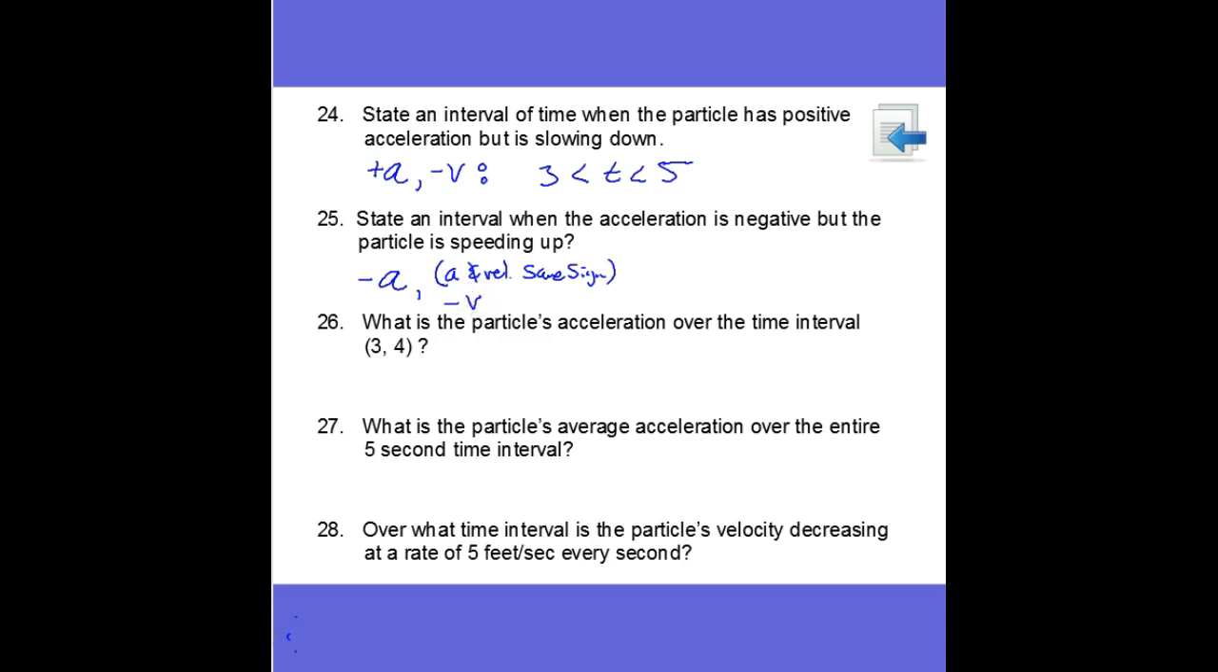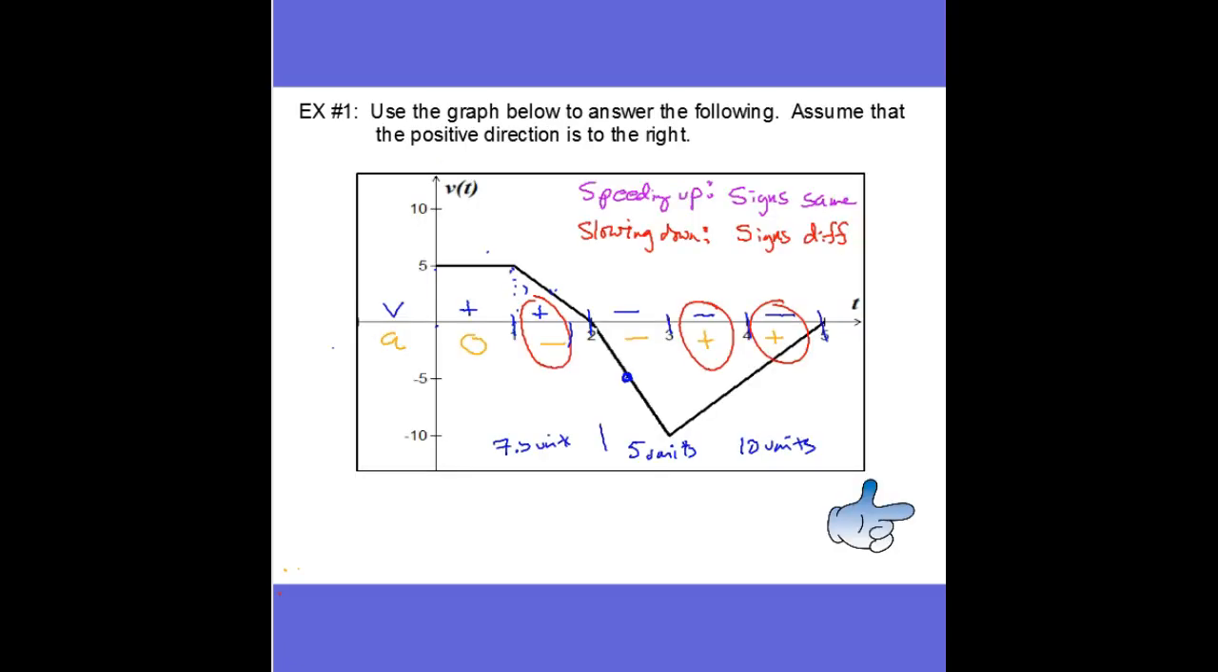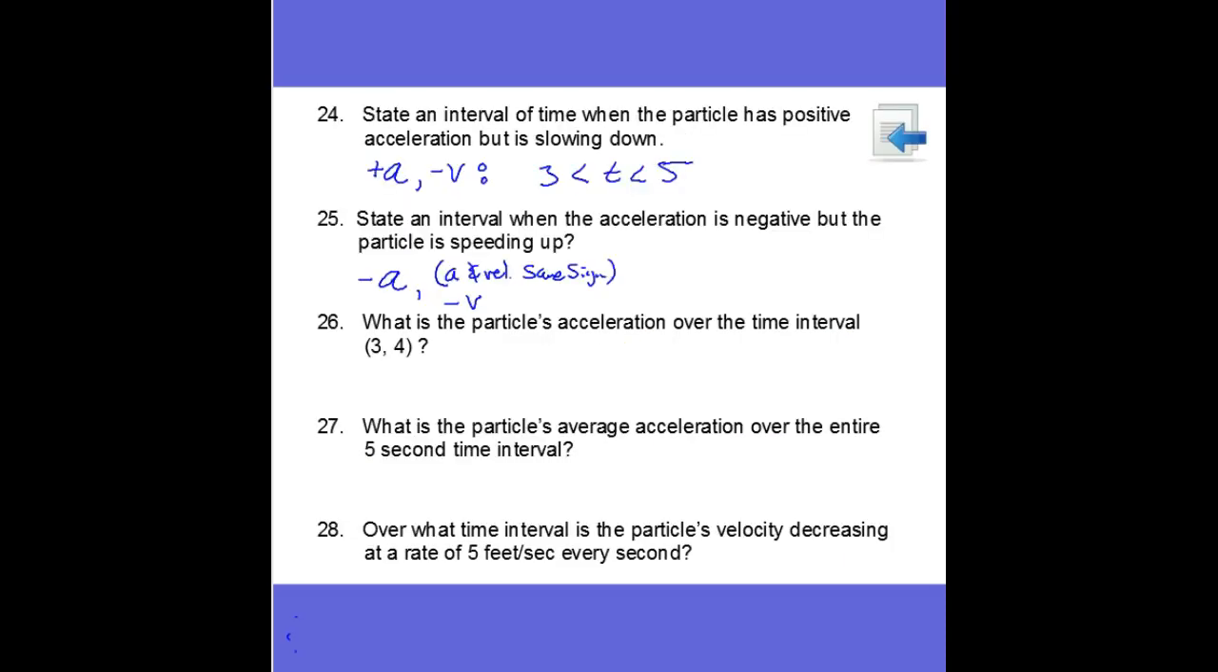So let's go back and look at our graph and our sign chart. And so we can see that on the interval from 2 to 3, the acceleration is negative and the velocity has the same sign. It's also negative. And so in this case, the acceleration is negative and the particle is speeding up. And that's because the velocity and the acceleration are working together. They're not working counter to each other, and so they're acting in the same direction.